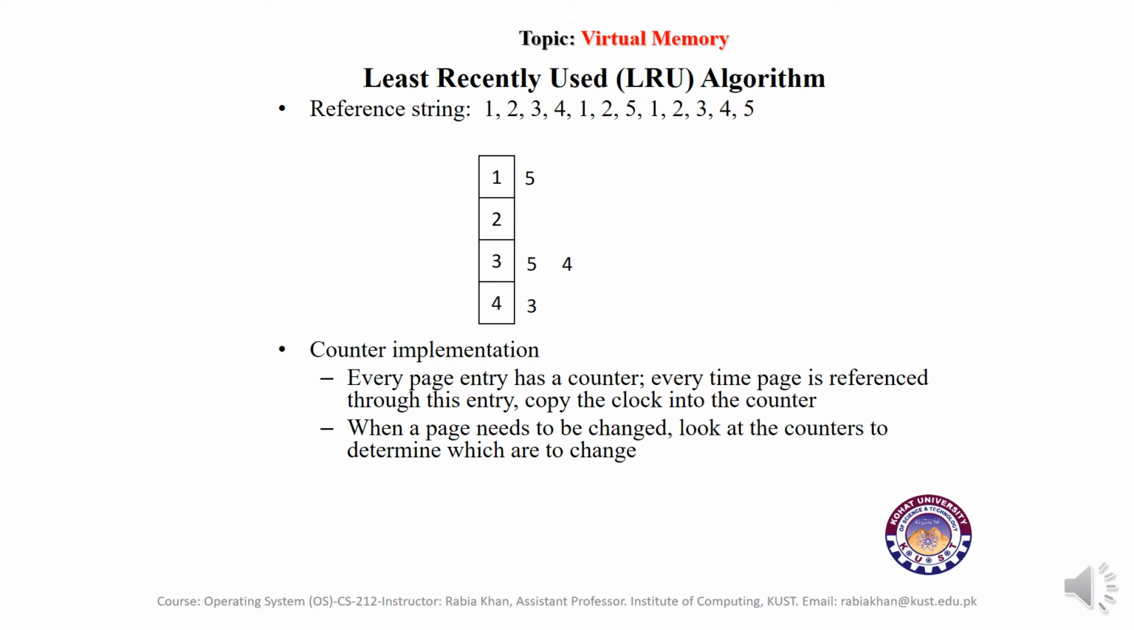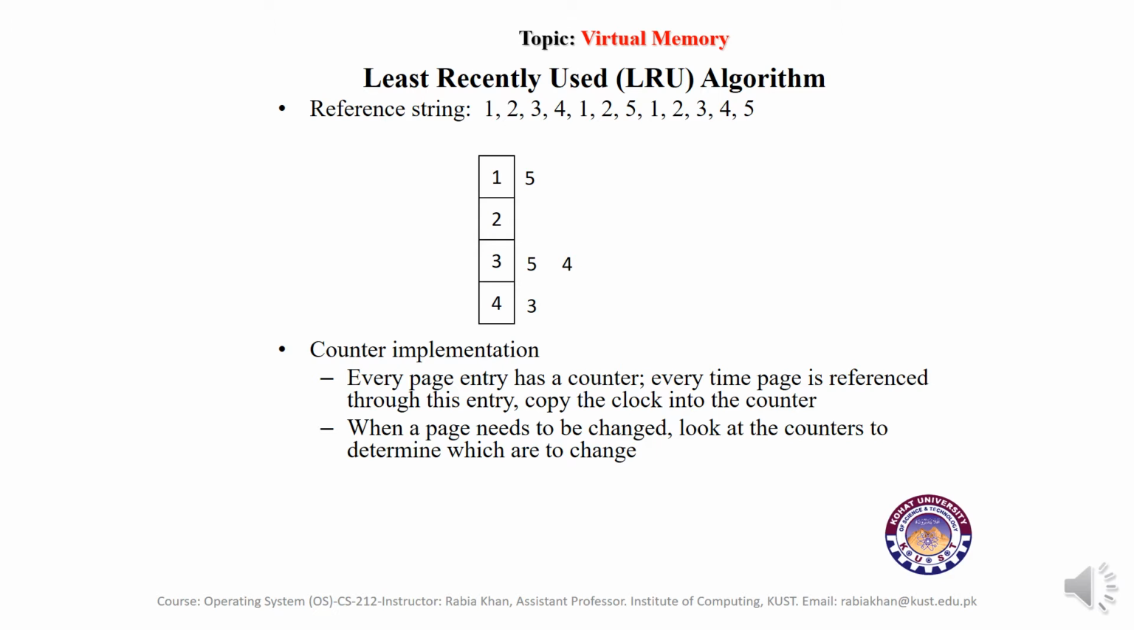Next algorithm is least recently used. What does least recently used have to say? This algorithm states to replace a page that has not been used in the recent past. Optimal page replacement algorithm focused on the future, and this least recently used algorithm focuses on the past. Again, the example shown uses the same string that we have used in both previous page replacement algorithms in order to make comparison among them in terms of page faults.